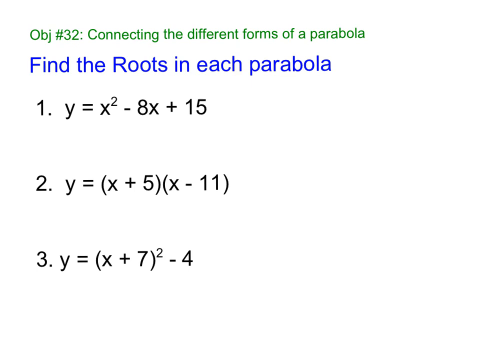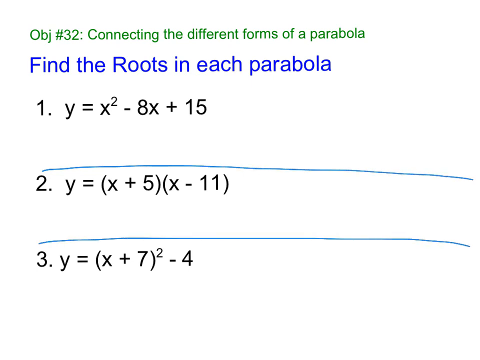All right, now it's the same 3 problems, but this time we're going to find the roots, or the zeros. So set each of them equal to 0 and solve. So 0 equals x squared minus 8x plus 15. So go through, pause, and do all of these. So now this is a factorable problem. How do we factor x squared minus 8x plus 15?